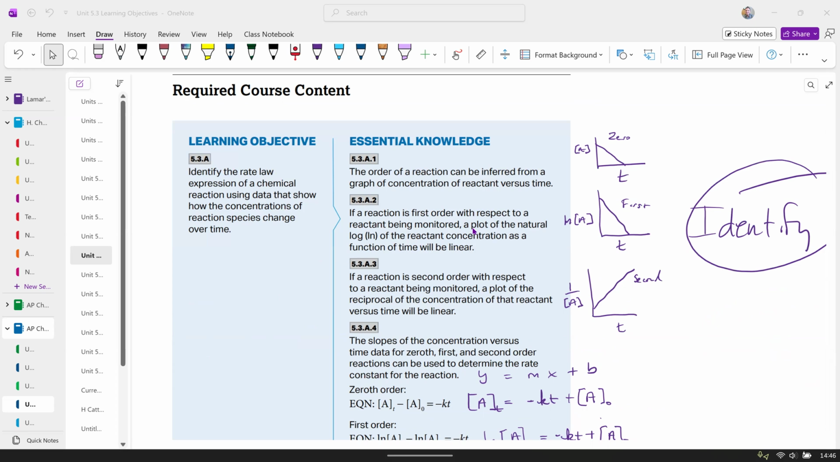So when we look at this one, all we have to do is identify. That's actually a very low level on Bloom's taxonomy. It's a very low order of learning. We don't need to do much here. We just have to identify. And so how are we going to identify this stuff? Using data that show how the concentration of reaction species change over time. And that looks like graphs.